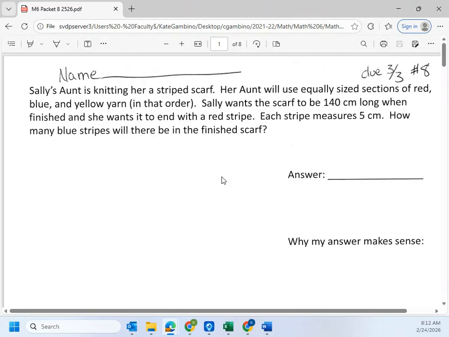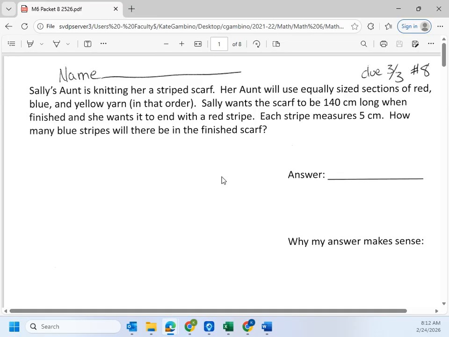On the first page, it says Sally's aunt is knitting her a striped scarf. Her aunt will use equally sized sections of red, blue, and yellow in that order. So 3 colors repeating. Sally wants the scarf to be 140 centimeters long when finished, and she wants it to end with a red stripe. So she's starting with the red stripe and then ending with that red stripe. Each stripe measures 5 centimeters. How many blue stripes will there be in the finished scarf?